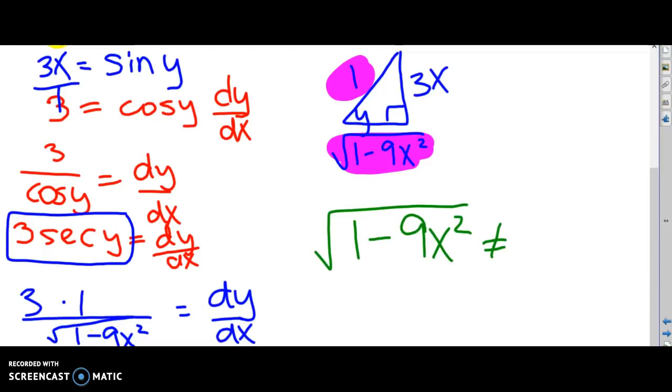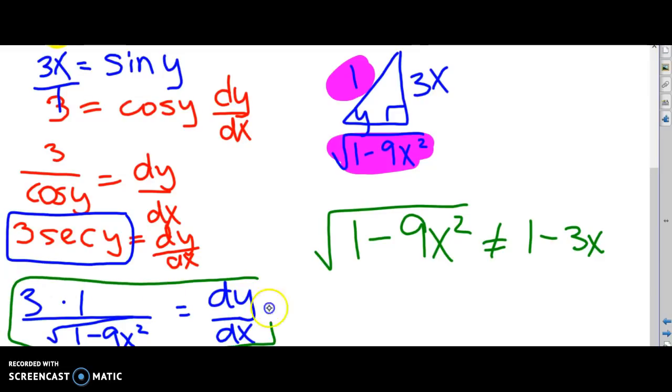Just a quick reminder here, some of you like to make up math on your own or you forget some things about the different rules. This will not turn into the square root of 1 minus the square root of 9x squared. Those are not equal to each other. So the answer that I have here is truly the answer.